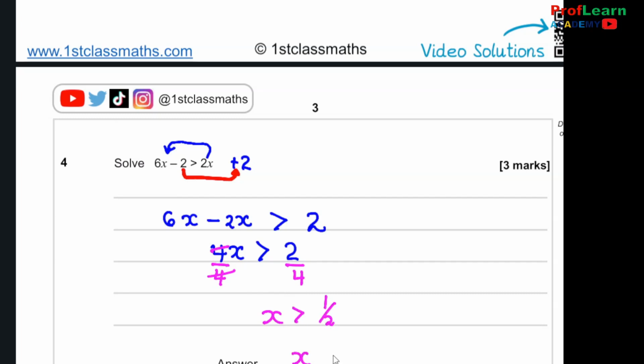So this is the answer that we are supposed to give at this particular point. And remember, if you are told in an exam to give your answer on a number line, you may be required to do something like this. You draw a number line. Because this is a half, we can have 0 here, then we have 1 here, we have 2, we have 3, we have 4.